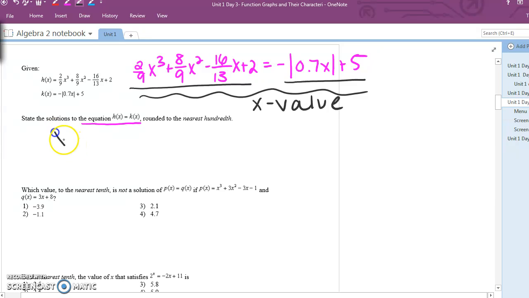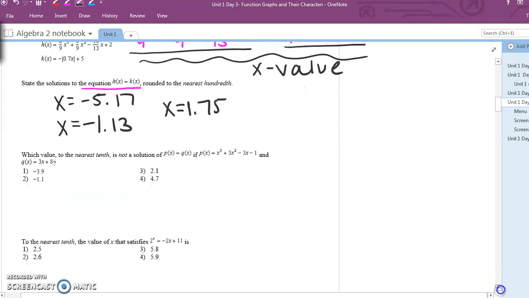So my answer is just those 3 x values that work. So the first one, x equals negative 5.17. It said nearest hundredth. My calculator already rounded it for me. Negative 1.13 and 1.75. That's it. That's all you have to do. Isn't that a lot nicer than having to solve this nasty looking equation up here?